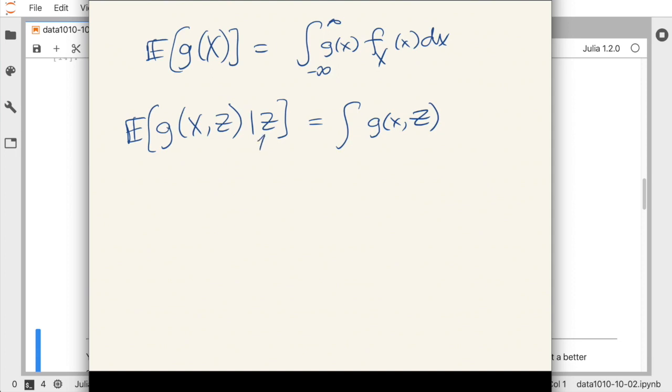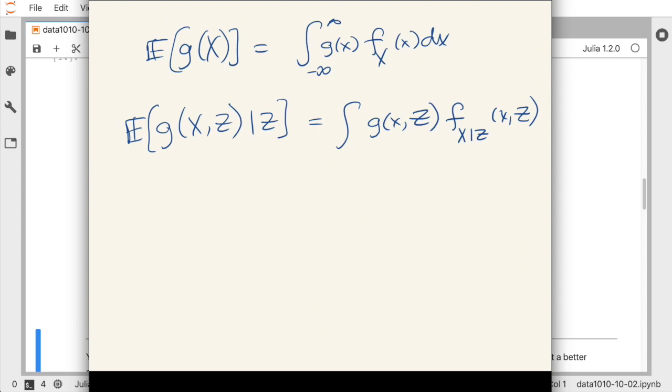So we're conditioning on z here. So z is going to stay random. It's treated as a constant. And x is the quantity that's being integrated out by this expectation. So the probability mass we should multiply here is the probability mass associated with x conditioned on z.